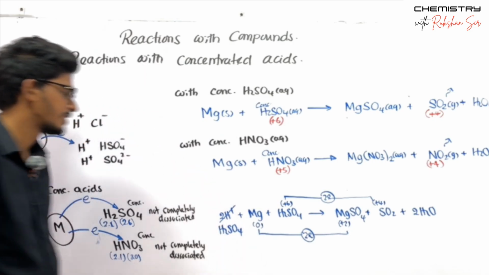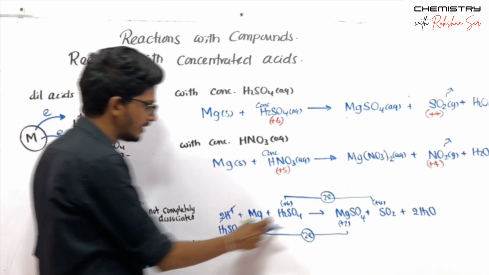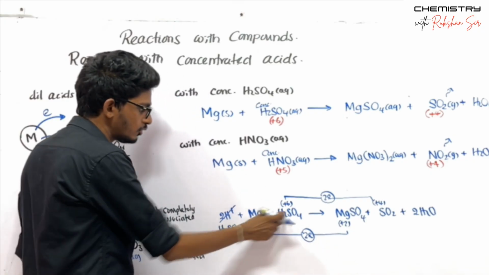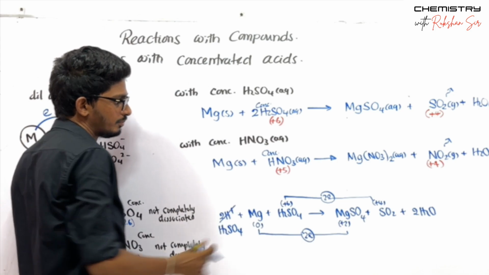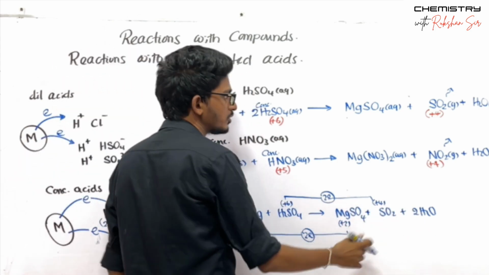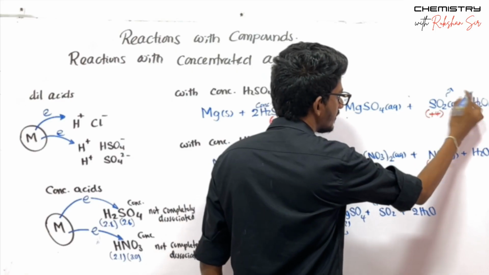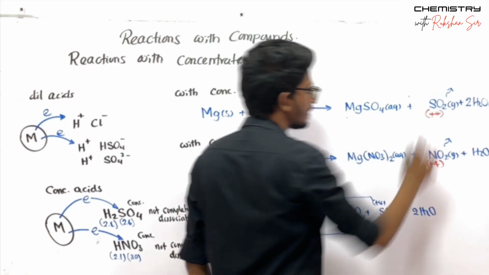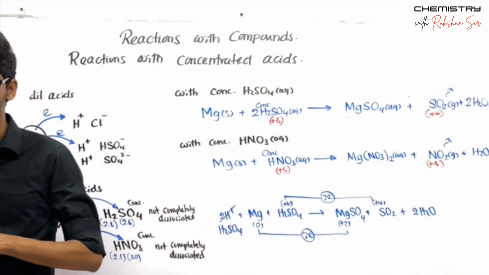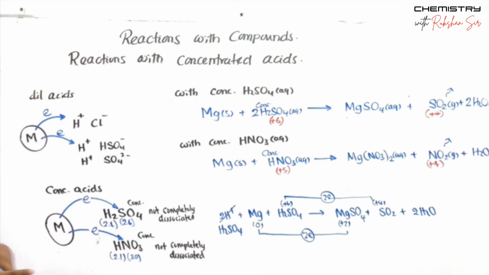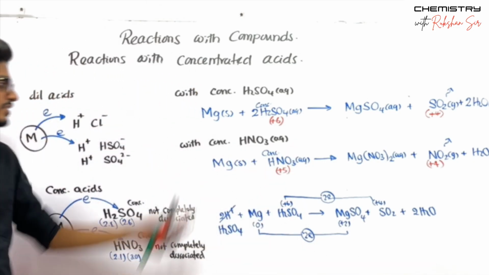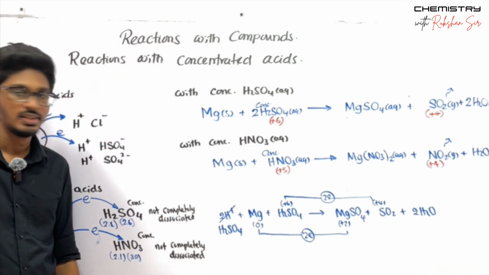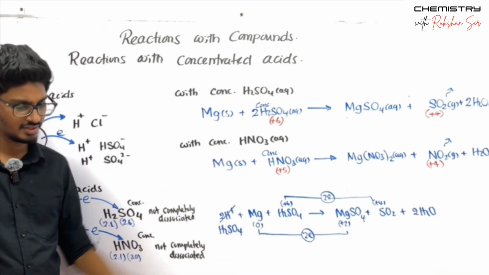So it is balanced. We come up with this H2SO4 and this H2SO4, altogether 2 H2SO4 with 1 magnesium, giving you magnesium sulfate, SO2 and 2 H2O. Balancing is not that hard. Let's come up with the balancing of this one as well.